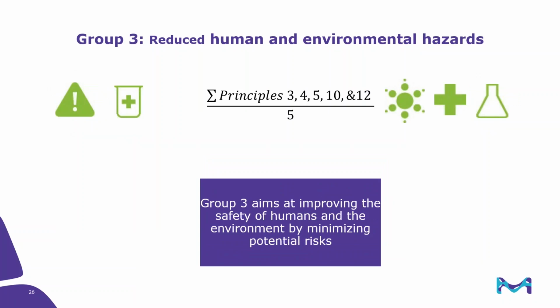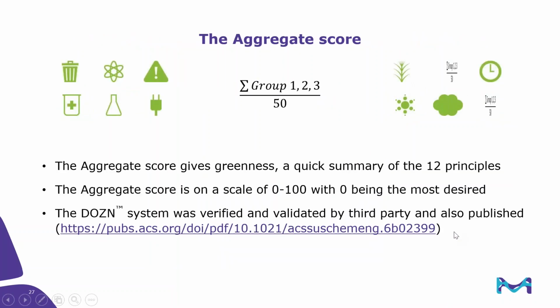Then group 3, there are 5 principles, 3, 4, 5, 10, and 12. So this is human and environmental hazards. We average the score. So we have these 3 group scores now. We sum the group 1, 2, 3 scores and divide by 50.